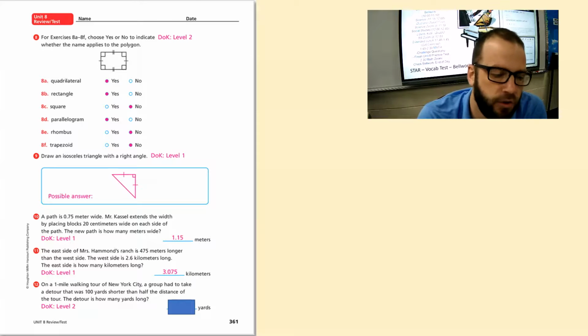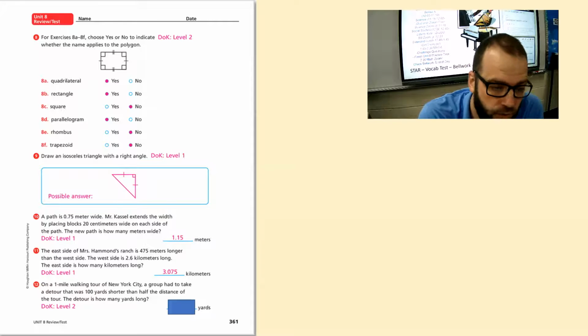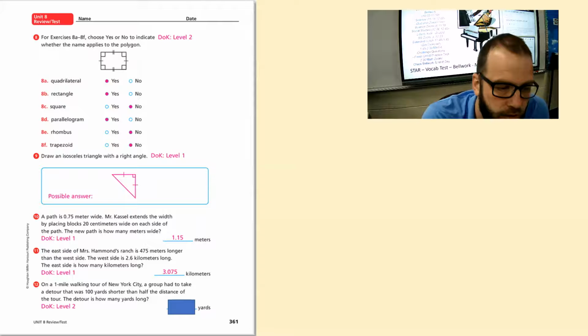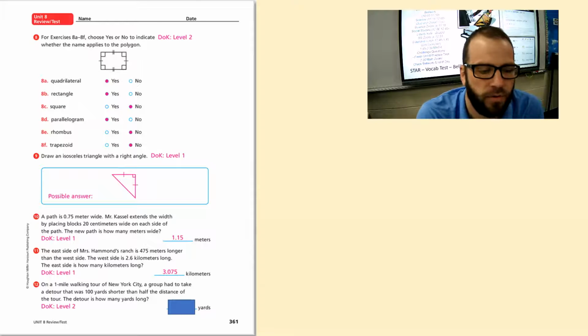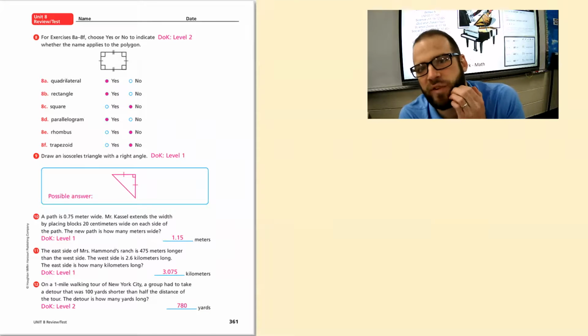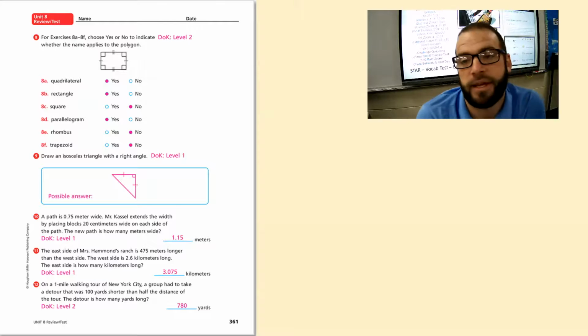On a mile walking tour of New York City, a group had to take a detour, which was 100 yards shorter than half the distance of the tour. The detour was how many yards long? Well, this one was a little bit more on the difficult side because you had to convert yards and miles. And I never gave you that conversion, so you shouldn't even have worried about 12. I should have told you guys to skip 12. But the answer is 780.